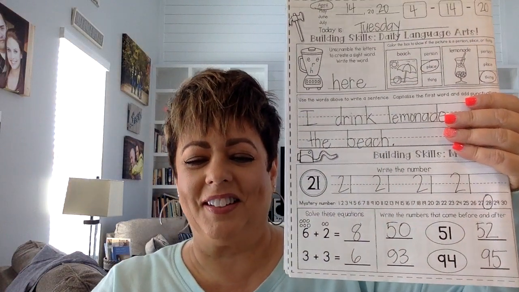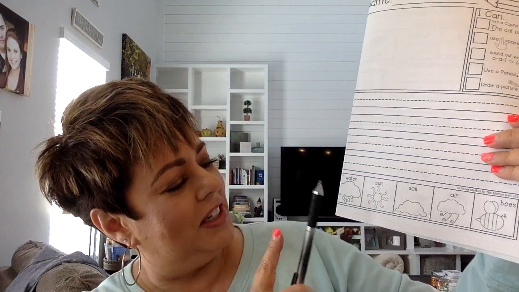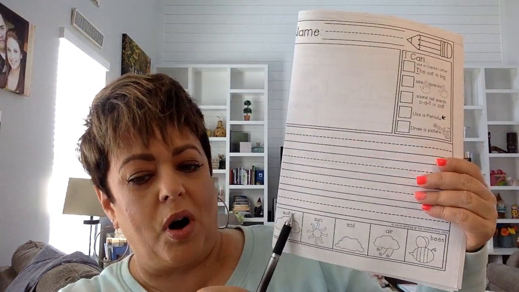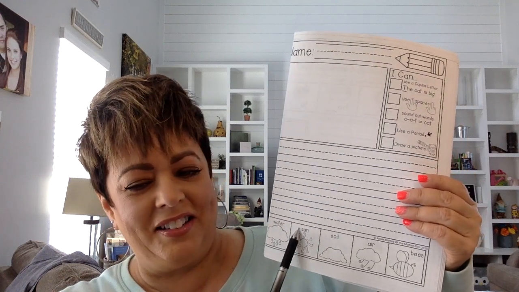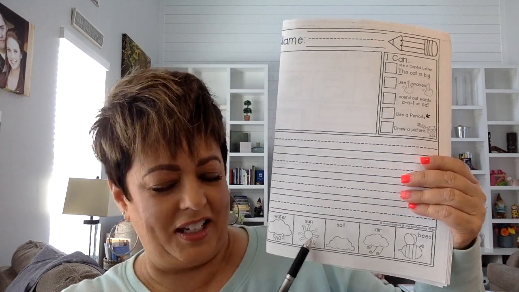95, a 9 and a 5. Good job. Okay, let's see what you're going to write about today. We're going to write about water, sun, soil, air, and bees. Now, if we're talking about science, remember, learning about water and weather is part of science. Learning about the sun and how it can make things grow, how it warms the earth, that is science.